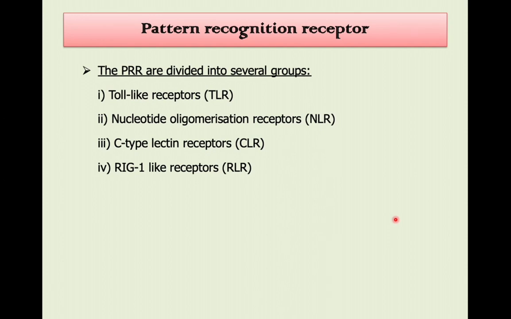It can be divided into several groups. I'm not going to elaborate more because in the syllabus there is only this, so you don't have to care. You can read on your own about the characteristics of each type. Today I will only touch on toll-like receptor, TLR. There is TLR, NLR nucleotide-like receptor, CLR lectin receptor, and RIG-I-like receptor.